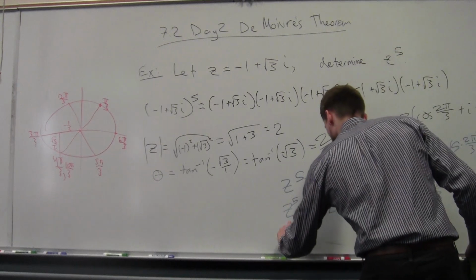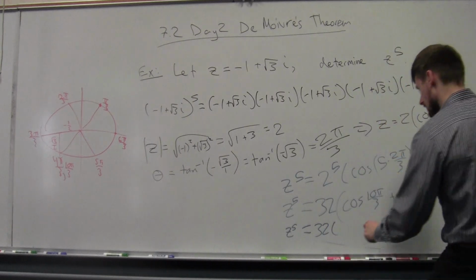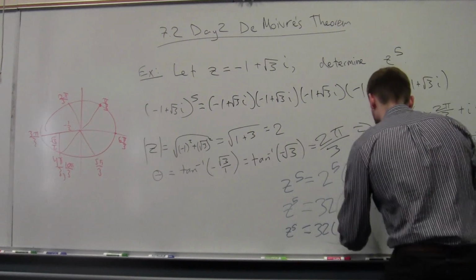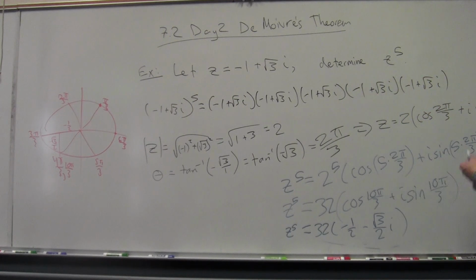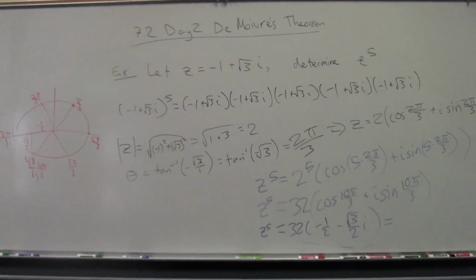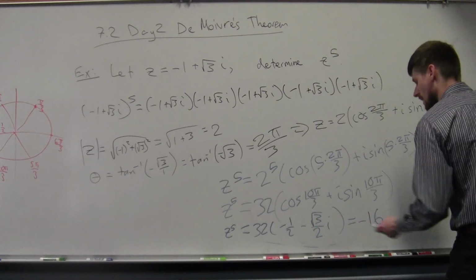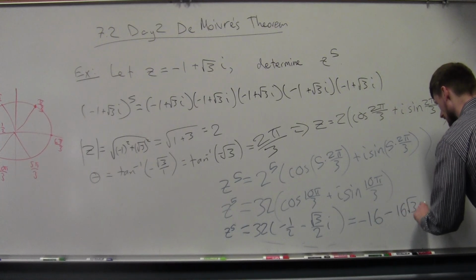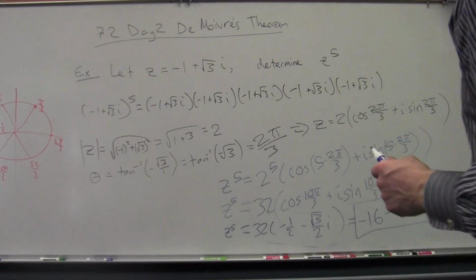So z to the 5th is 32, and now we've got negative 1/2 from the cosine, and negative root 3 over 2 from the sine, i. And we just distribute the 32 through and we're basically done. So we take 32 times negative 1/2, which is negative 16. And 32 times negative root 3, i, is negative 16 root 3 i. And that right there is z to the 5th power.